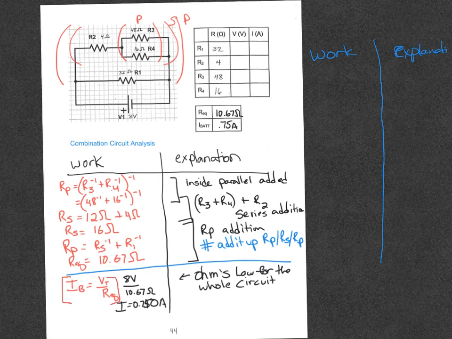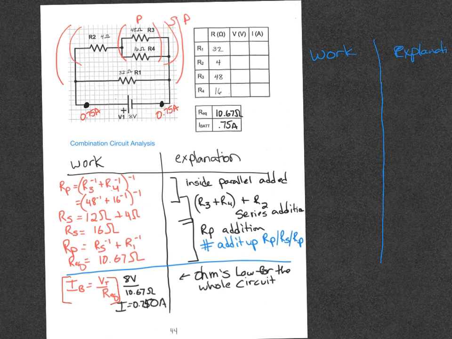Well, the most common thing I do is I put in my current, I label it, where is the 0.75 amps? And since it's the current for the total circuit, it's 0.75 amps coming out of the battery, or closest to the battery, and it's also 0.75 amps on its return. Remember, current doesn't change in a circuit. The voltage is what drops off.